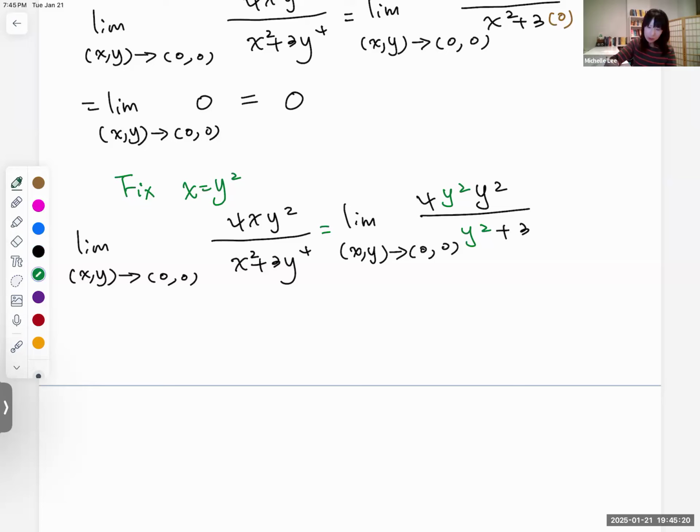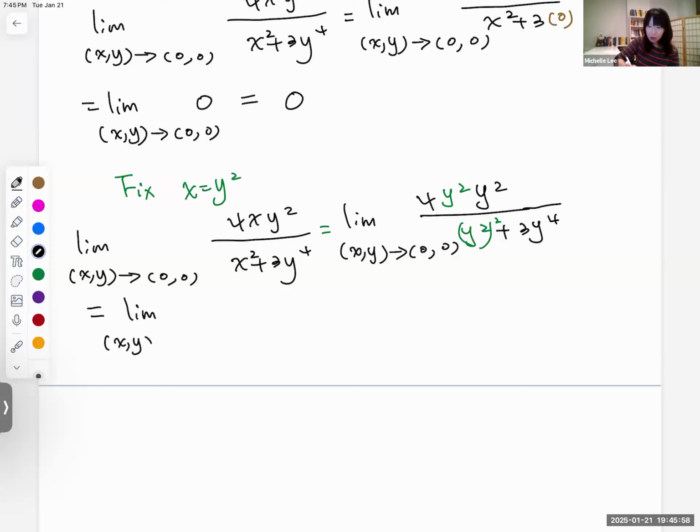Oh, I'm missing a square. Look, it's y squared, squared, right? There's a square, then plus 3y to the fourth power. Because we want to make a common denominator. That's why we set it up, x equal to y squared. Okay, now we can simplify.